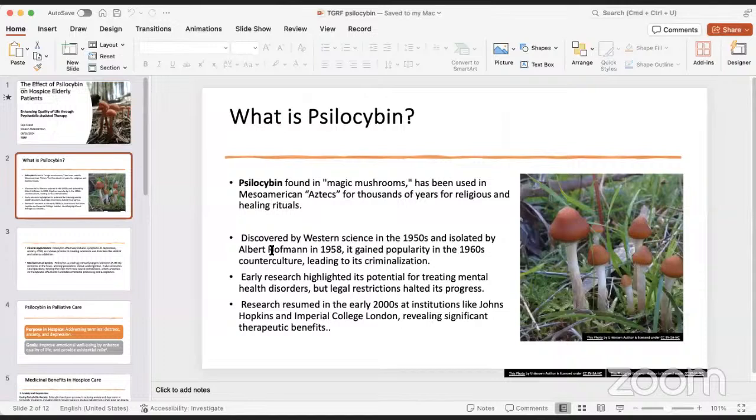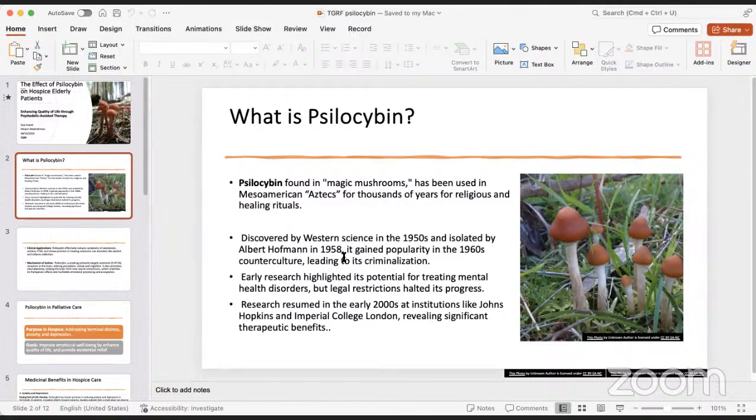We start by asking, what is psilocybin? Psilocybin is found in magic mushrooms, which have been used in Mesoamerican cultures like the Aztecs for thousands of years for religious and healing rituals. Discovered by Western scientists in the 1950s, it was isolated by Albert Hofmann in 1958 when he accidentally ingested a little bit of it, I think, on his skin while he was working on isolating it.